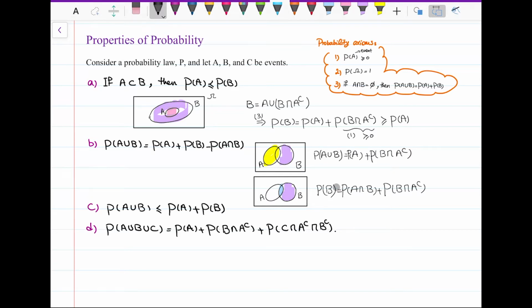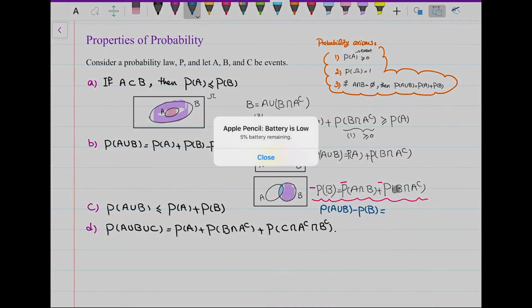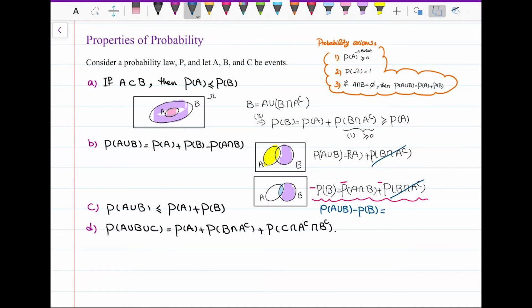Now I have two equations in here. I'm going to subtract them. How? I'm going to multiply the second one by a negative sign, and I'm going to add them up. So this minus that. Probability of A union B minus probability of B is equal to the right hand side: probability of A plus probability of this set minus probability of A intersection with B minus this set. So these two would be cancelled.